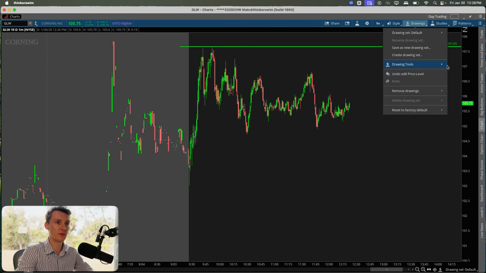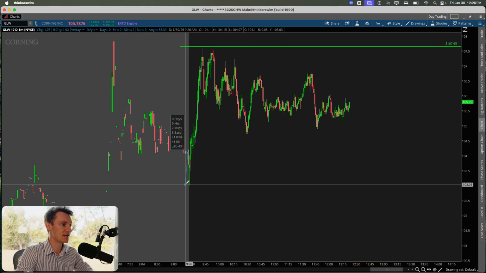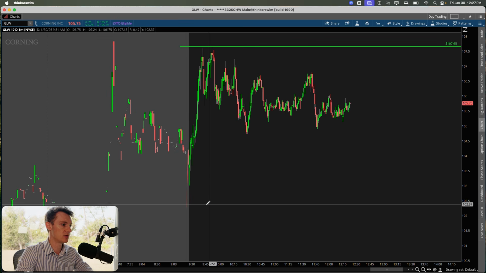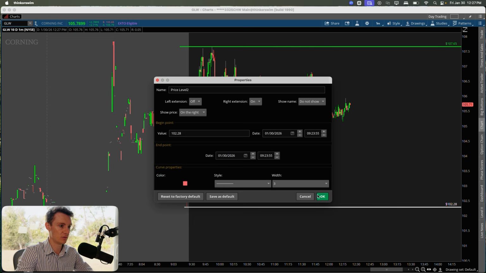We're going to go back to our drawing tool here. We're going to go to right before the open, and we're going to draw down 1.77%. Okay, so 1.77% would put us right about here. Now we can drop our stop loss in here. We'll change this to red and we'll hit OK.